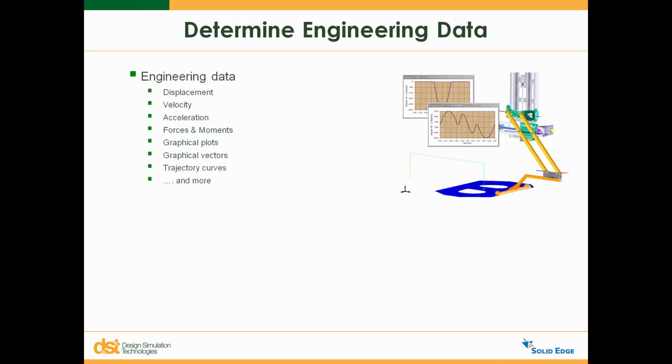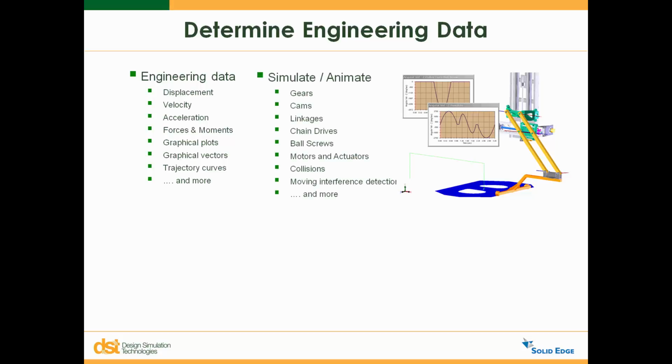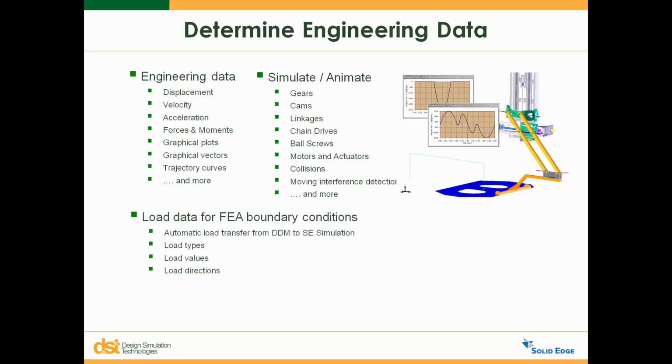Some of the things that can be output from Dynamic Designer are your basic physics type information, as well as trajectory curves, graphical vectors. Simulate things like ball screws, linkages, gears, and cams. Dynamic Designer also provides the FEA boundary conditions. You can automatically transfer loads from a Dynamic Designer simulation to a Solid Edge simulation, helping you understand the correct load type, value, and direction.